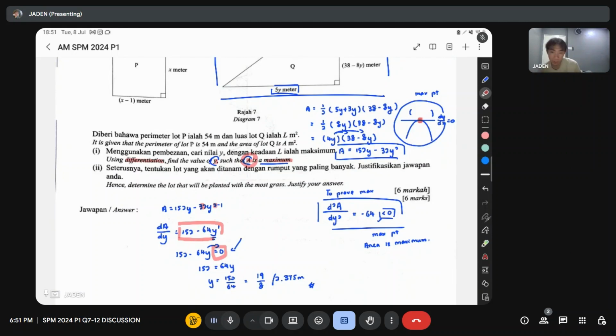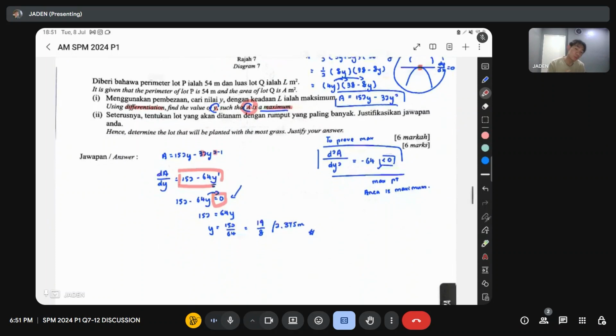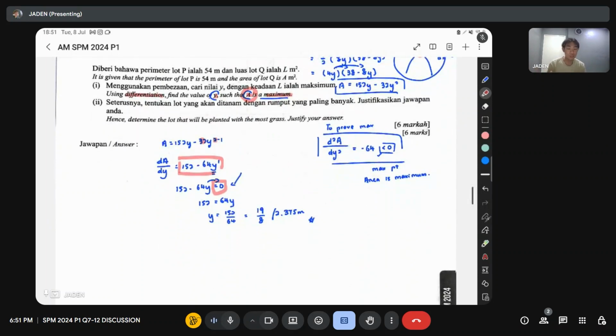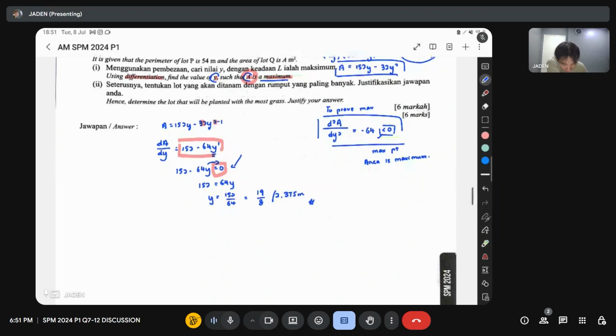So that is for part 1, and then part 2 says determine the lot that will be planted with the most grass, justify your answer. All right, when they say this, right, it means I have to find out which area is larger, like P or Q, because if the area is larger, then I can plant more grass. Logic, right? So over here, I have to prove which of lot P and lot Q has a larger area. Okay, let's do that.